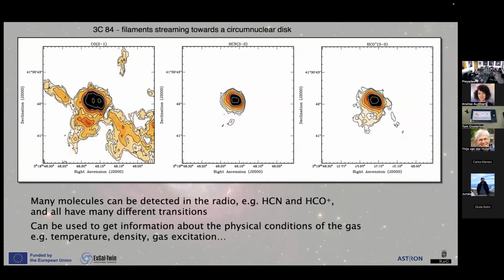And this is just an example, an ALMA observation of an AGN, 3C84. This is CO, HCN, and HCO+. Similar depth, you can see that this is a circumnuclear disk around the AGN. And you can see that the circumnuclear disk is about equally bright in the three transitions, but these filaments that are streaming through the circumnuclear disk are much brighter in CO than in the other molecules. So you get a very good picture of the physical conditions and how they change around this AGN from these observations of molecules.